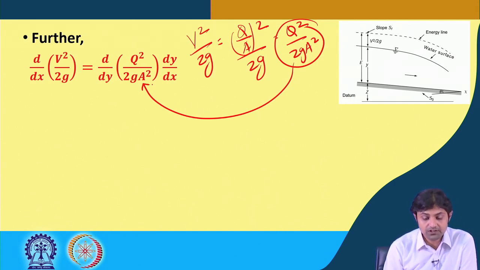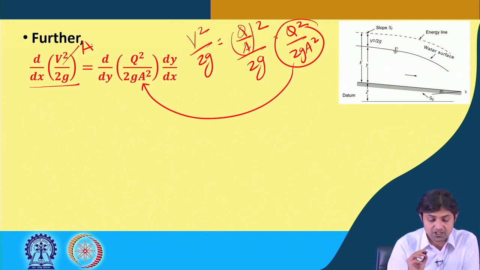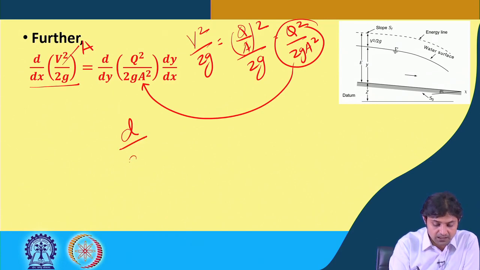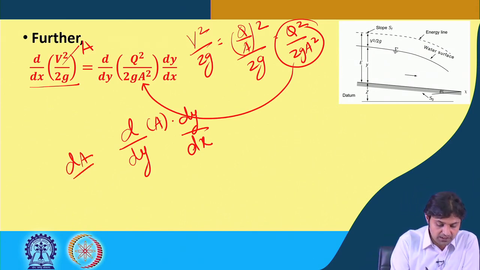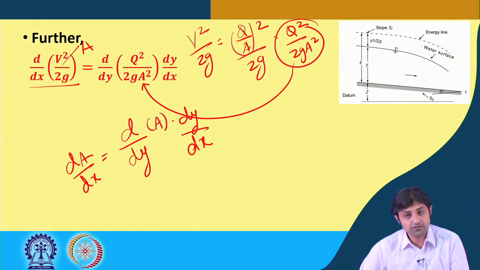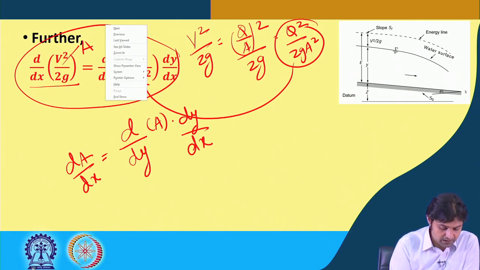Now, instead of writing d dx of V square by 2g, let us say this is A, for example, capital A. So what we write is d dy of A into dy by dx. This is the simple differentiation rule that you already know. So dA by dx can be written as dA by dy into dy by dx. Same principle we have used here.